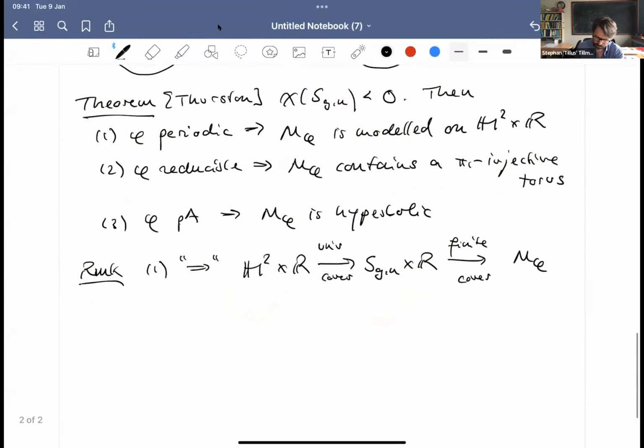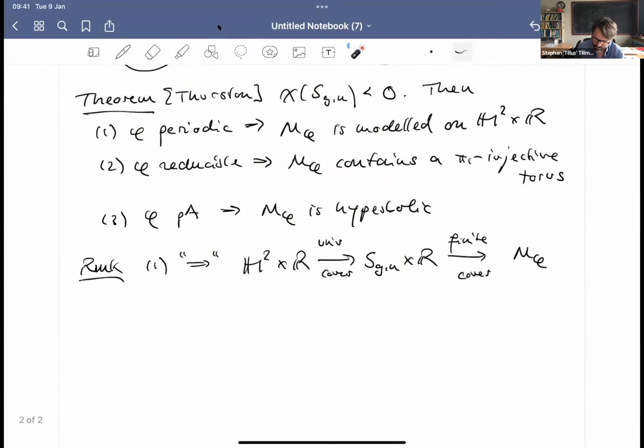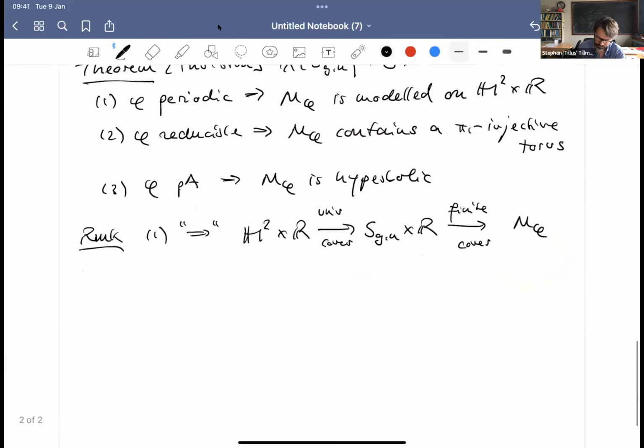So this is how one can see that I can really put this geometry on this surface here. I can put hyperbolic geometry. So I get this map here, and then I have this finite-sheeted covering map.